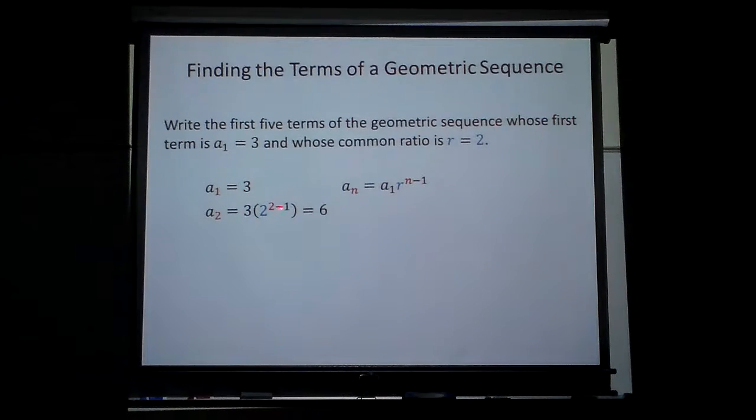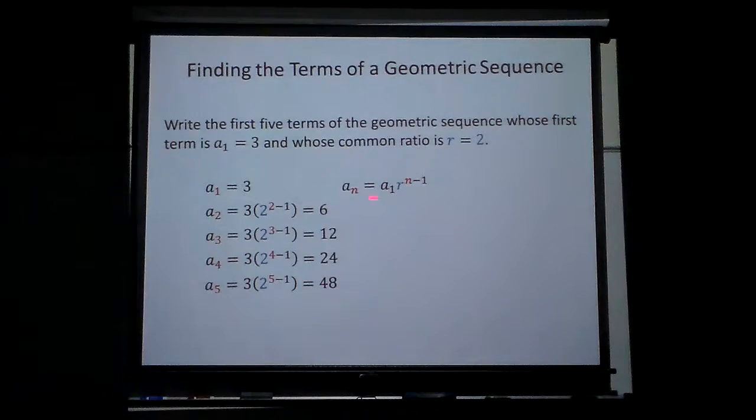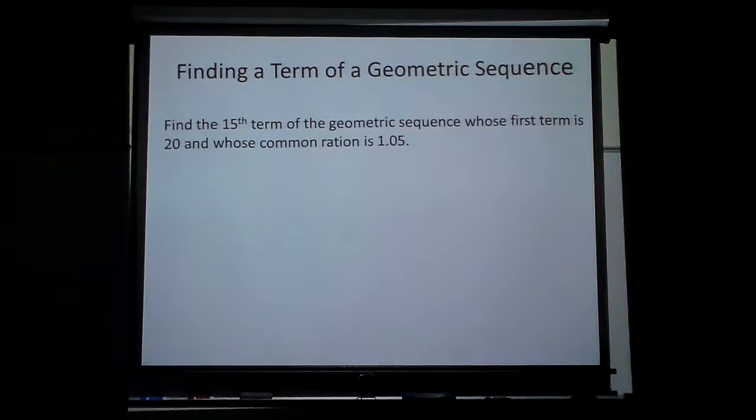Our second term will be this, 2 to the 2 minus 1. The third term, 3 minus 1, means you'd have 2 squared, which is 4, times 3 is 12. 4 minus 1 is 3, that's 8. 3 times 8 is 24. And that would be 2 to the 4th is 16, and 3 times 16 is 48. I just found the first 5 terms by simply plugging it in, taking the first term times the ratio to the term you're looking for minus 1. It's real important that it's got to be n minus 1, right? And finding those particular terms, all right?